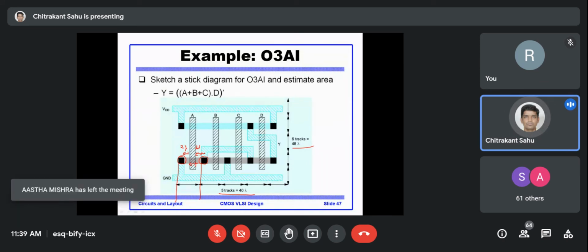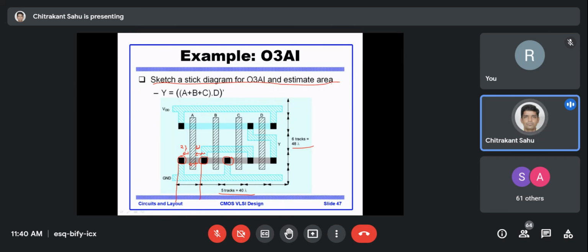So as I know, this contact size should be equal to how much? 2 lambda, 2 lambda by 2 lambda. So that is fixed. So this is the sketch, one example in terms of questions. In the examination, the question may be to sketch a stick diagram, or you can say layout, for O3AI, which means OR3 and an invert.